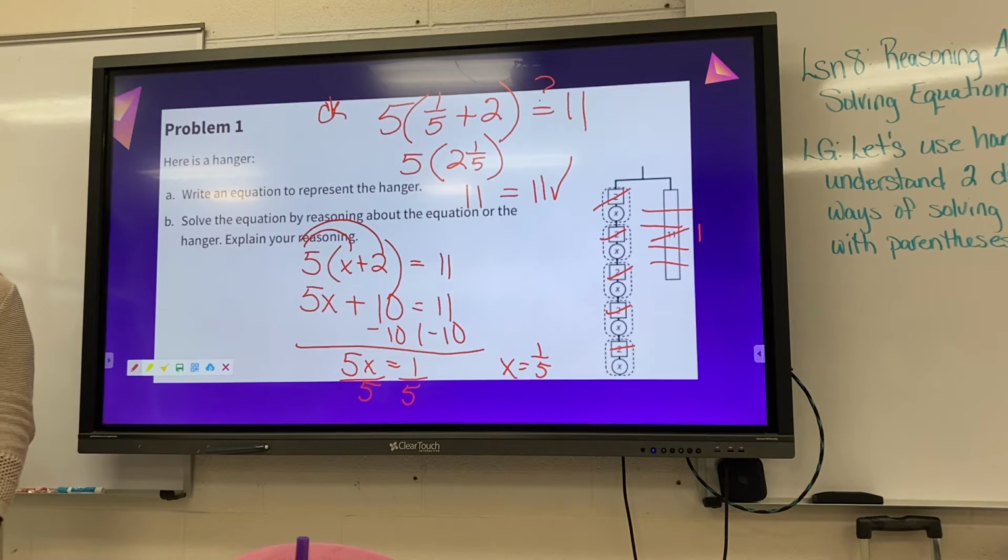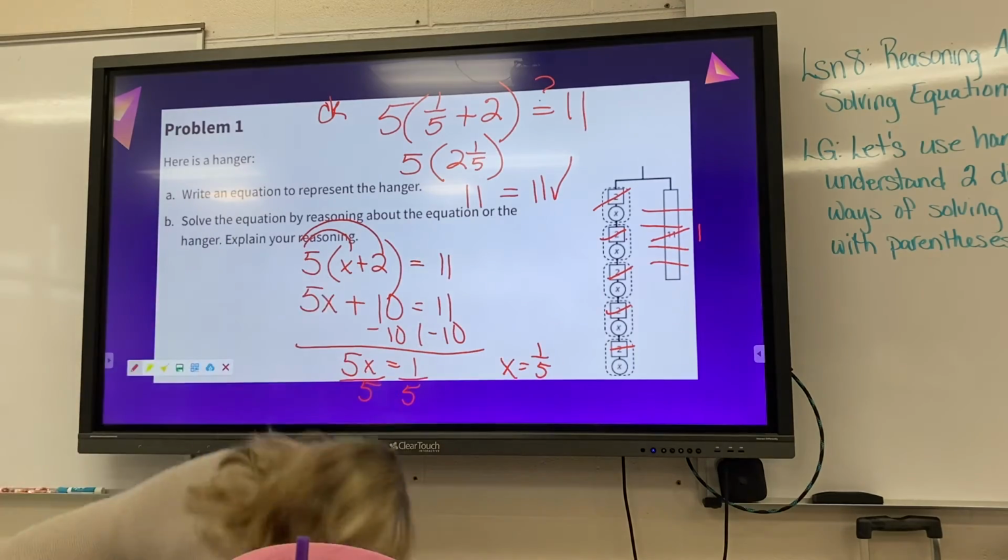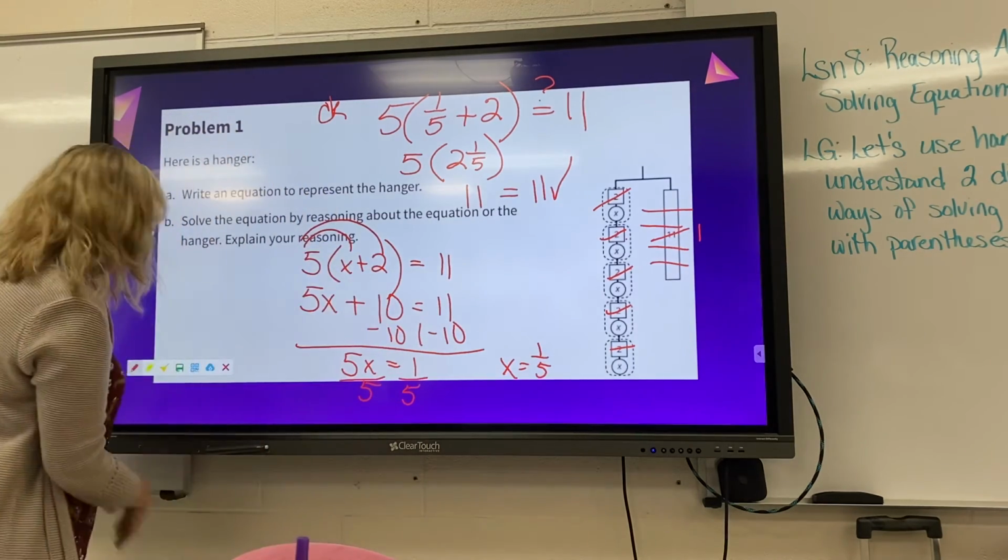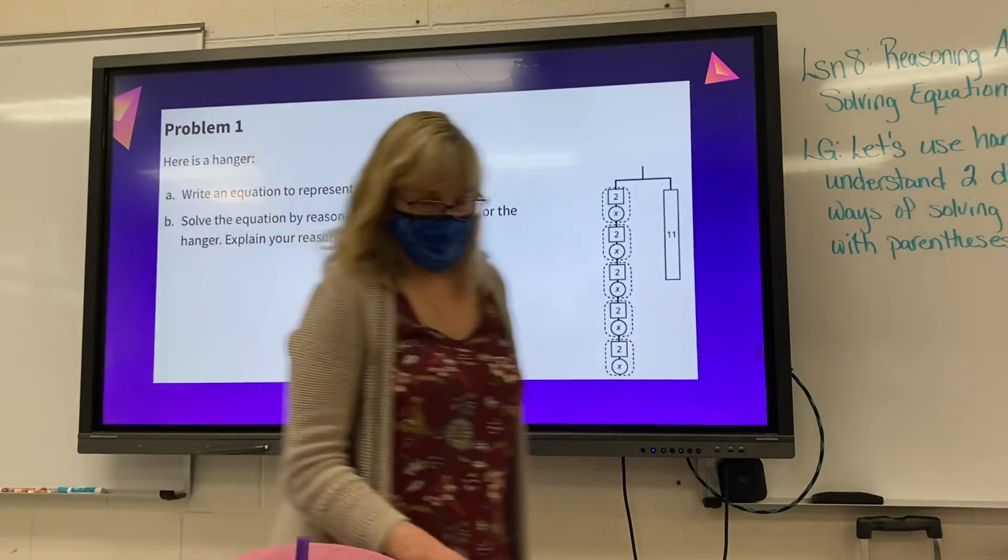Questions on any of the steps? Did I lose anybody? Those of you in the back don't look like they're completely with me. Can you see it in the hanger diagram if you need to go to the hanger diagram? Okay. Who needs more time to copy? Okay. Next one.